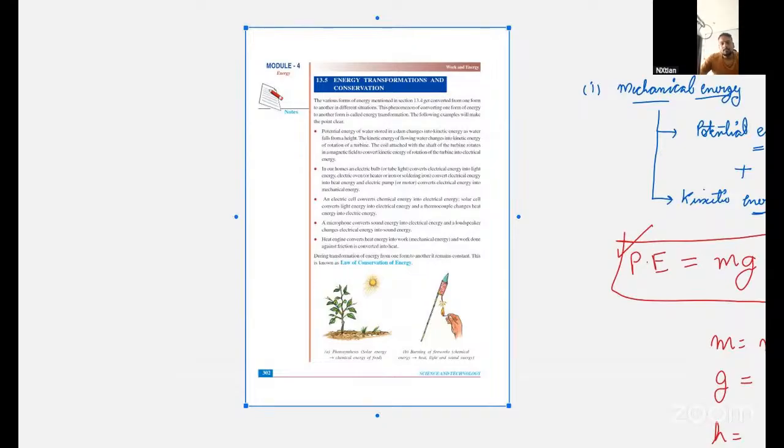Everyone got this? Yes, sir. So we can transport energy. I mean transfer, transform. Yeah, we can transform energy.